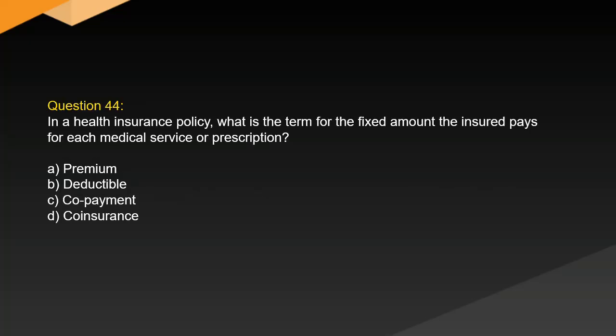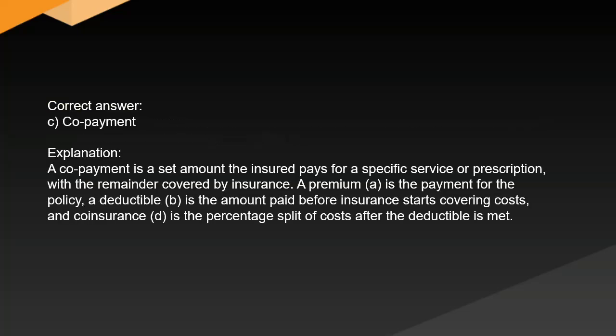Question 44. In a health insurance policy, what is the term for the fixed amount the insured pays for each medical service or prescription? A. Premium. B. Deductible. C. Copayment. D. Coinsurance. Correct answer. C. Copayment.